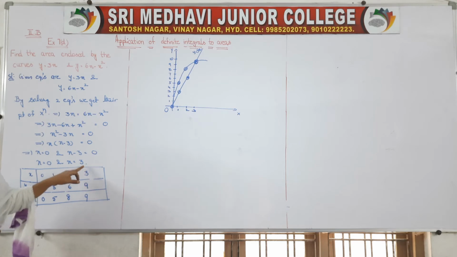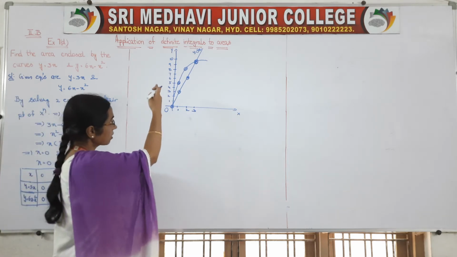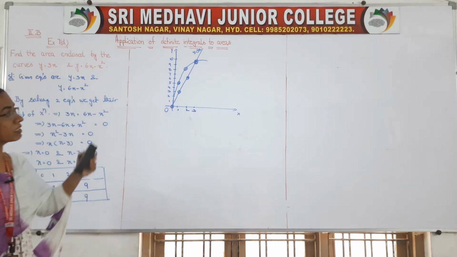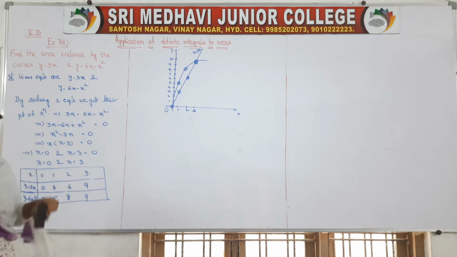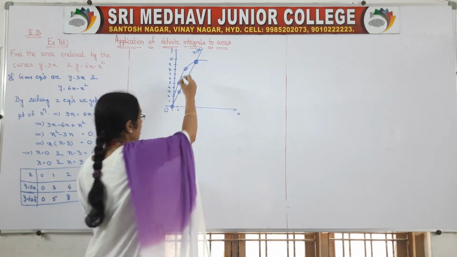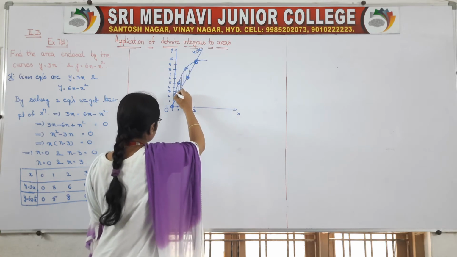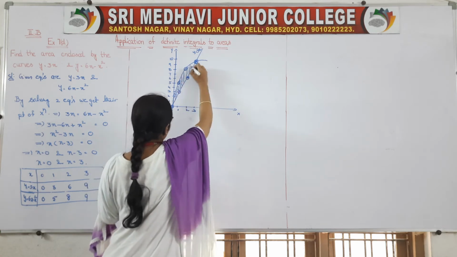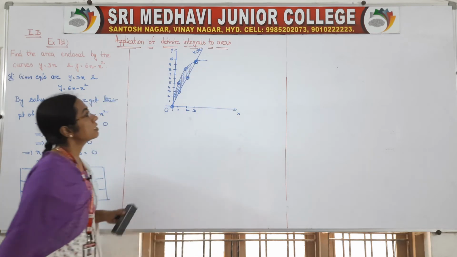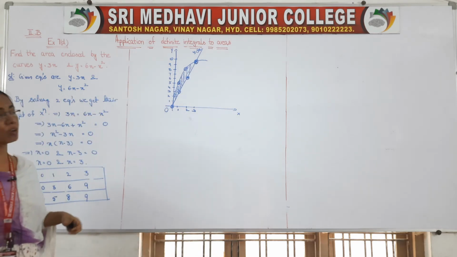Okay, so here, what are your x is equal to 0 and x is equal to 3? x is equal to 0 means the y axis, right? x is equal to 3 means that line. Okay, so which area do we have to find? This area we have to find.